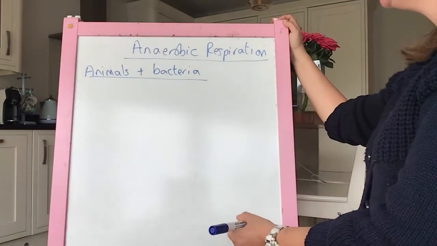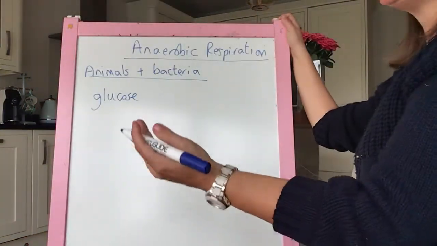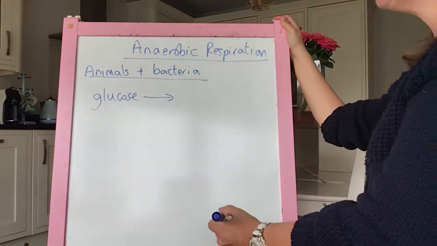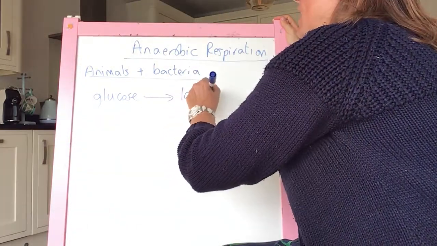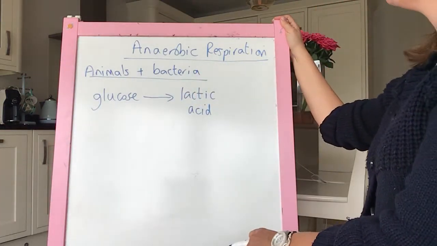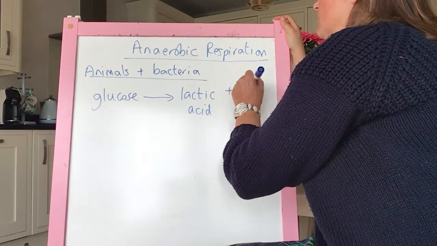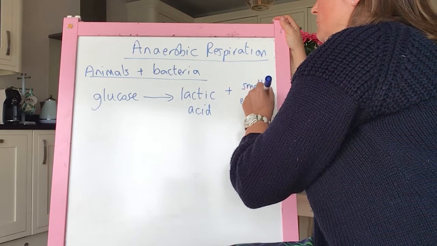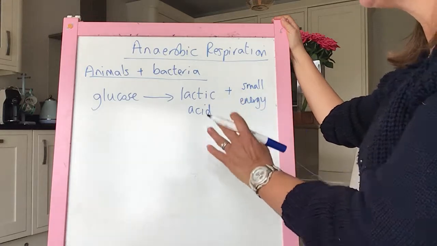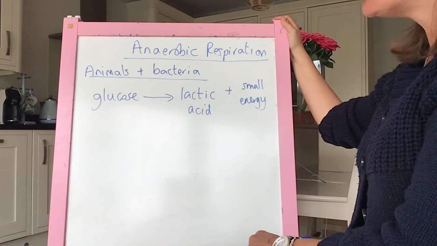at GCSE, you would have learned that glucose, all by itself, with no oxygen, therefore turns into lactic acid. All right, and a small amount of energy, a small amount of ATP. Okay, now thankfully at GCSE you did not need to know the chemical symbols for lactic acid and you didn't need to know the balanced equation.